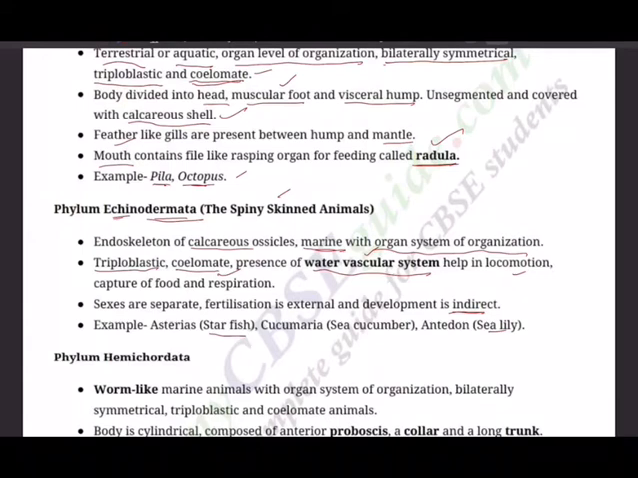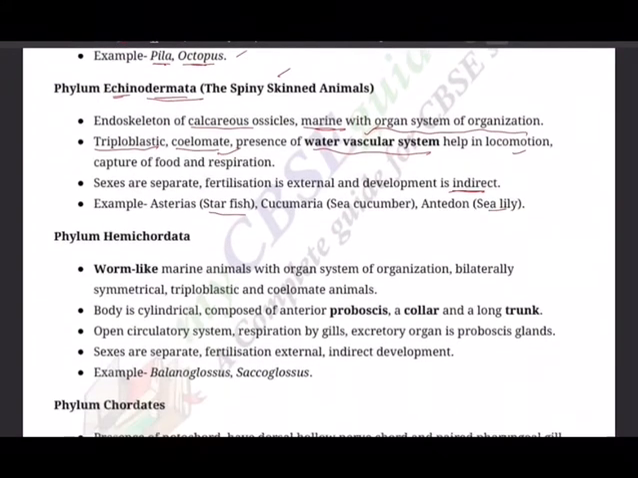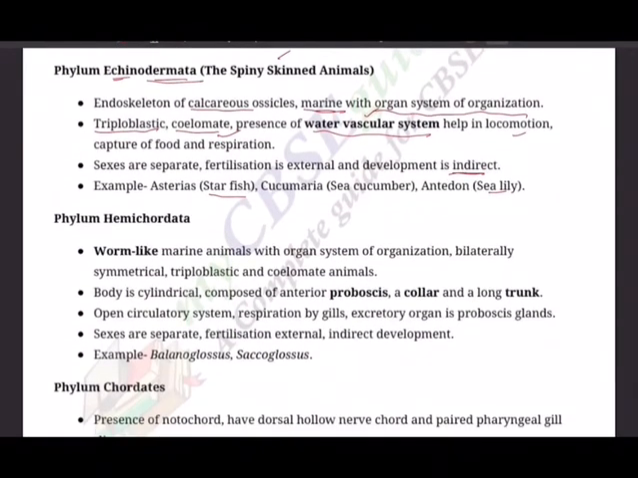Starting from protozoa to Echinodermata, they are all invertebrates. They have no bones and backbone. Now, as we see, there is evolution taking place in the next phylum, that is Hemichordata. Hemi means semi, half. So these are worm-like marine animals with organ system of organization, bilaterally symmetrical, triploblastic coelomate animals.